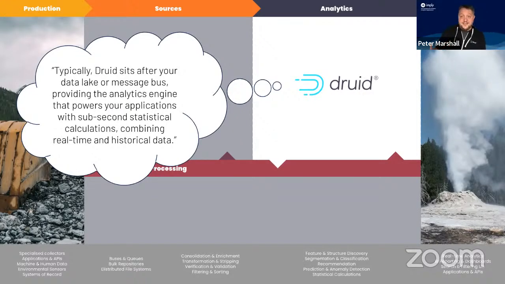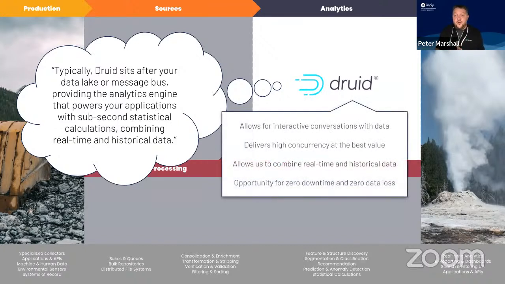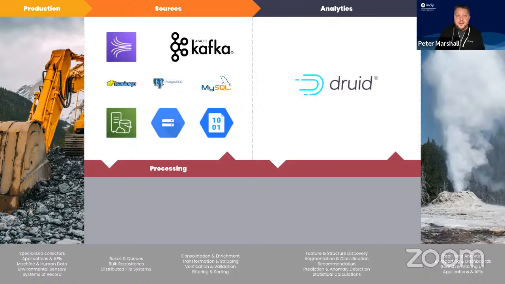So in this pattern, Apache Druid is the database that we're going to use to power the presentation layer, because it allows for interactive conversations, it allows for high concurrency, it allows that combined view of real-time and historical data, and it has this capacity for zero-time kinds of applications that people are building.